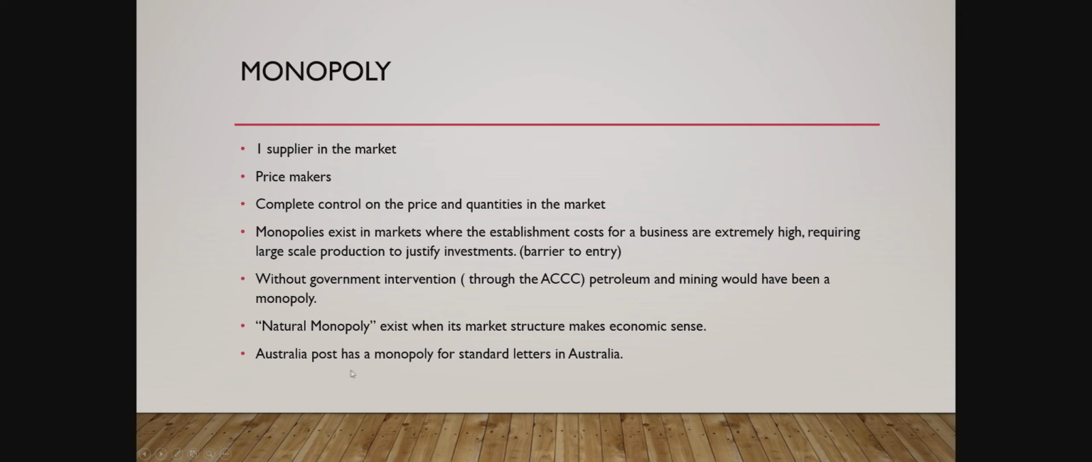For example, Australia Post has a monopoly for standard letters in Australia. They're classified as a natural monopoly.